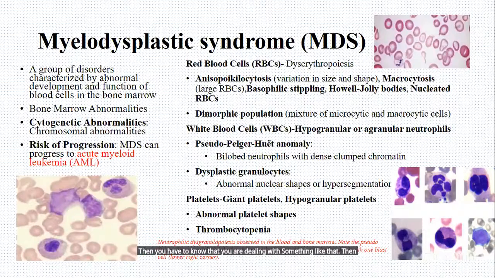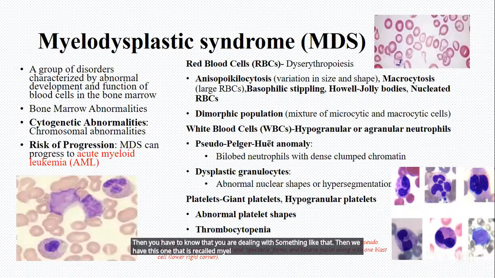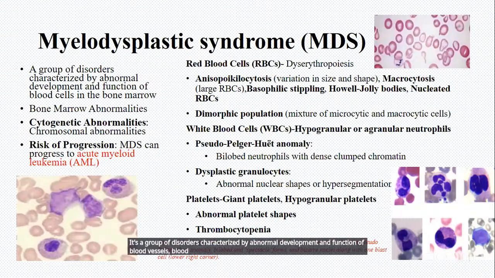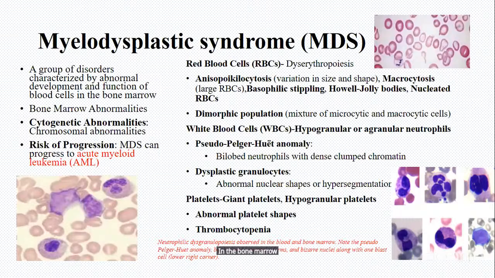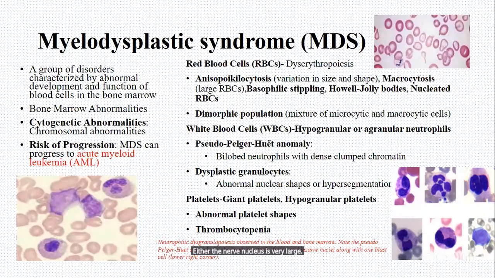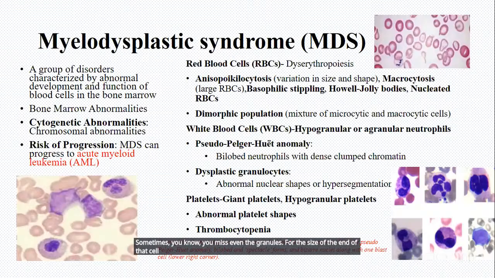Then we have this one that we call myelodysplasia, MDS. And this one is missed out by many people, even consultants, because of how it presents. It's a group of disorders characterized by abnormal development and function of blood cells in the bone marrow, meaning abnormal development. When you have abnormal development, either the nucleus is very large or there are no nuclear lobes. Sometimes you even miss granules, or the size of that cell is very big.